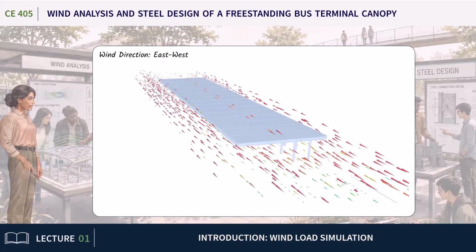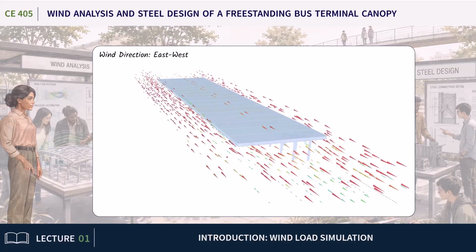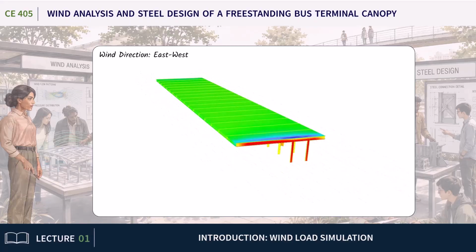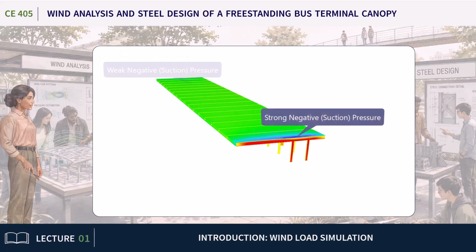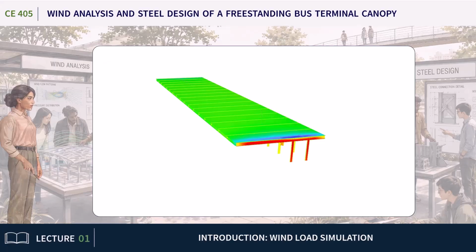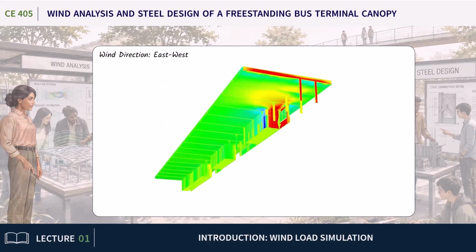As the wind moves across the canopy, suction forms again on the top surface, strongest near the leading edge, then tapering off. The exposed edge beam also takes significant lateral pressure, which we will revisit later. The bottom surface is more complex.